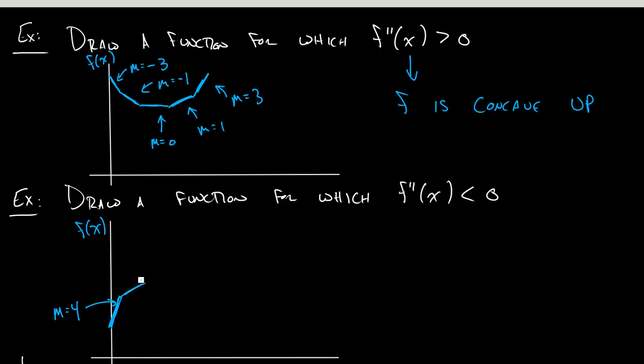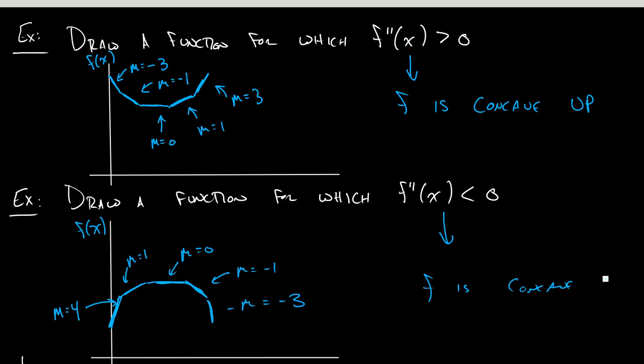So let's do a slope of, this looks like 1, and then a slope of 0. And let's keep decreasing the slope. -1, and then maybe something like -3. And so what we can see here is that when f double prime is less than 0, we know that f is concave down.